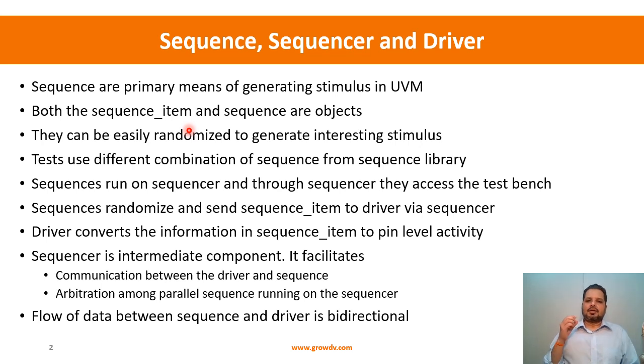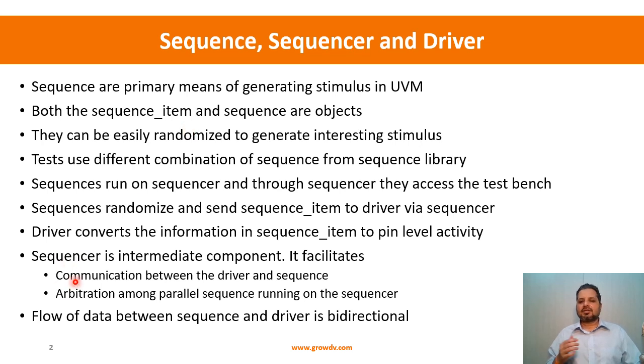Sequences can also be randomized, by the way. It's not that only the sequence items are randomized. Sequences are randomized to set, for example, the range of values that a sequence item can take, or the number of sequence items that we want to generate in the sequence. So both the sequence and the sequence item can be randomized. You randomize a sequence in the context of the test and then start it off on a sequencer, and then the sequence again randomizes the sequence items and passes them to the driver via the sequencer, and then the driver will drive it out on the interface.